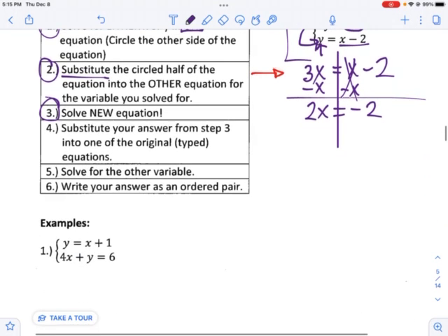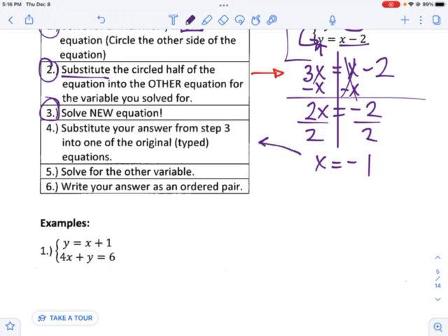One-step equation to solve for x, we're going to divide by 2, and I now have x equals -1. Now let's go back to our steps. We're looking at step 4. Substitute your answer from step 3, which is right here, into one of the original equations.